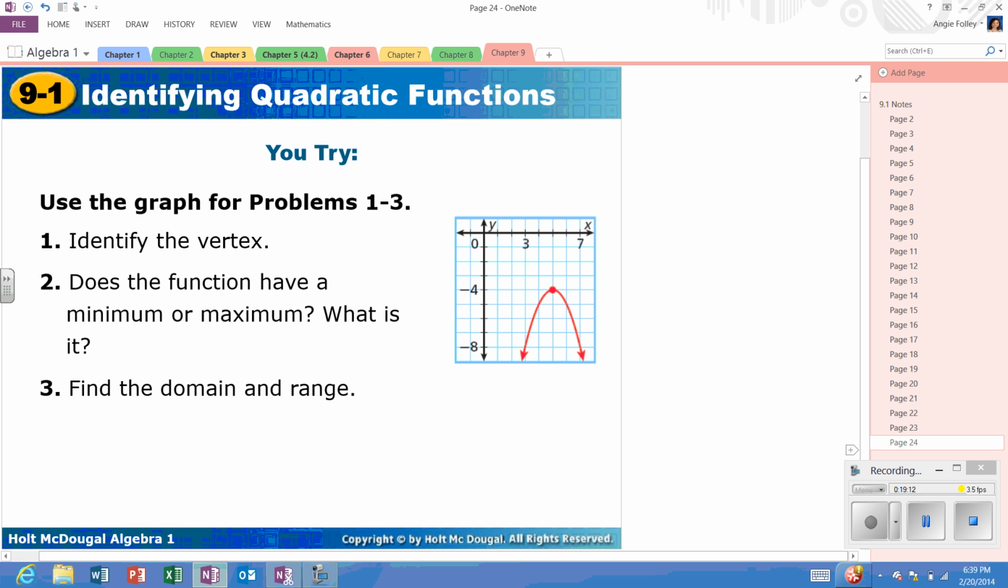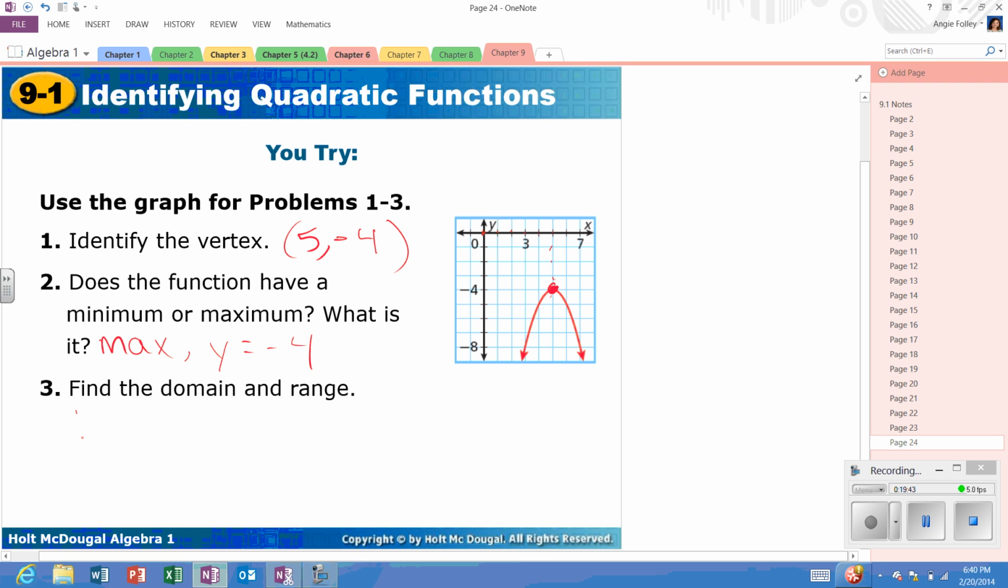So one last problem. Okay, pause, try it, make sure you got it. Identify the vertex. Vertex is right here at the point. Let's see. Here's my origin, so I go over 1, 2, 3, 4, 5. So my vertex is at 5 because I went to the right, positive, and down 1, 2, 3, 4, so negative 4. Does the function have a minimum or maximum? Well, since it's at the peak, this is a maximum, and it's at y equals negative 4.